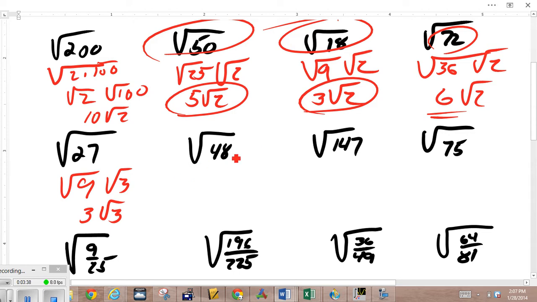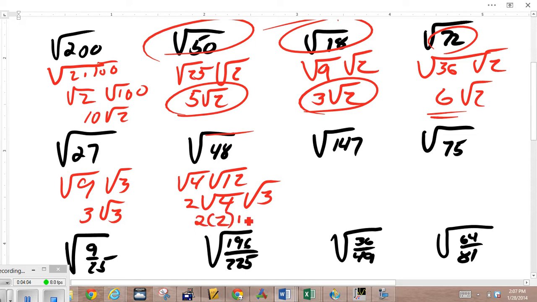48: now, if you didn't recognize it as 3 times 16, somebody might say, well, I know it's 8 and 6, or I know it's 4 and 12. Say we went with 4 and 12. It's the square root of 4 times the square root of 12, so that's 2 the root of 12. Now the root of 12 has to be broken down as 4 and 3. So then that's 2 times 2 times the square root of 3, which is 4 the root of 3. But if we had seen right away that this broke down into 16 and 3, we would have gotten there a little quicker.